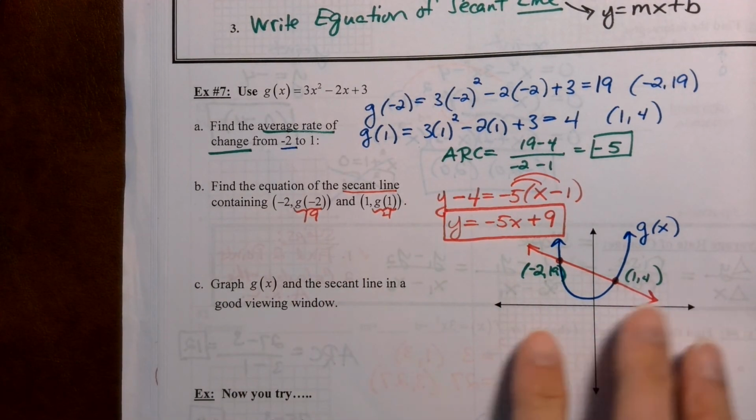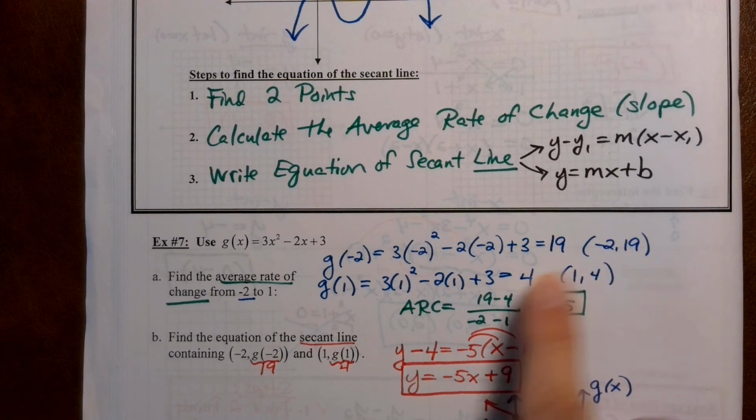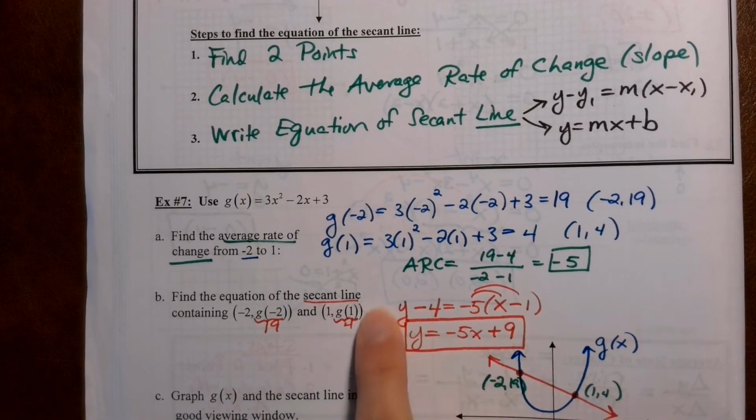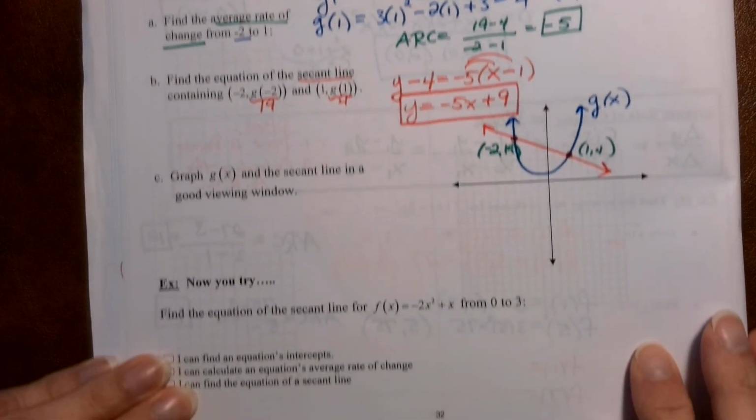Okay. So the steps to doing this is find the 2 points, find the slope, and then write the equation of a line. Make sure you put it in slope-intercept form. Okay. Now there's one for you to try right here.